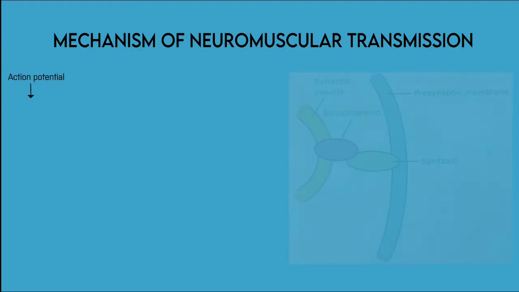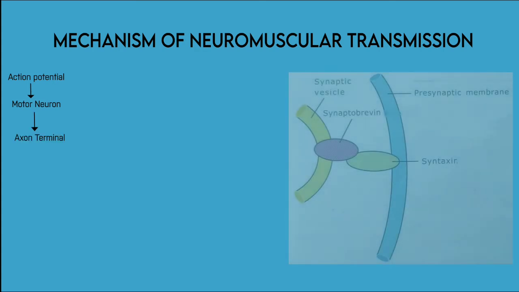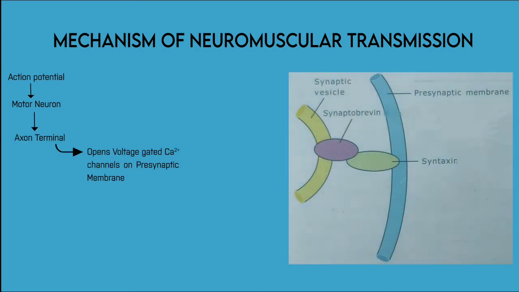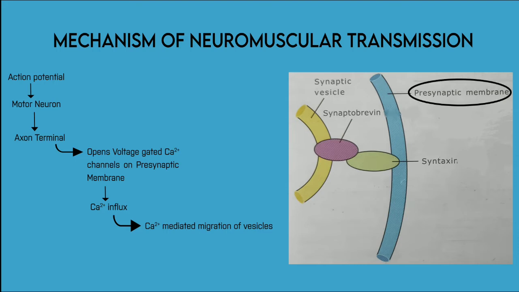An action potential reaches the motor neuron and it spreads to the axon terminal. This opens up the voltage-gated calcium channels present on the presynaptic membrane. This causes calcium influx. The calcium will cause calcium-mediated migration of the synaptic vesicles towards the presynaptic membrane. There, due to interaction between synaptobrevin, which is a vesicular membrane protein, and syntaxin, which is a neuronal membrane protein, in presence of SNAP, will cause the release of acetylcholine into the synaptic cleft.